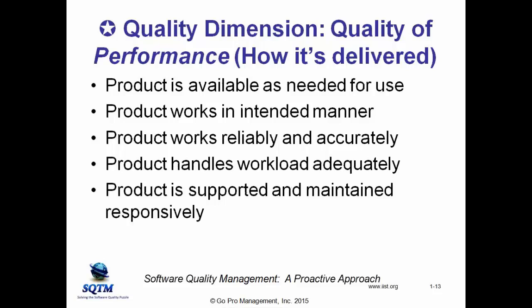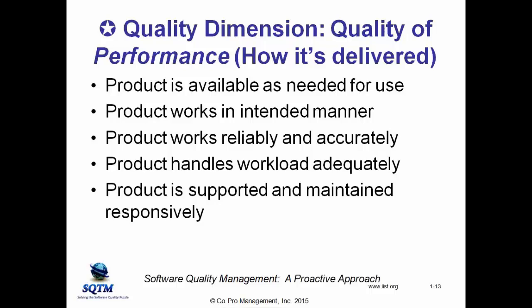The third quality dimension is quality of performance. This relates to the delivery of the product, including availability, actually working, being reliable, working accurately, handling workloads, and then being supported and maintained responsively.